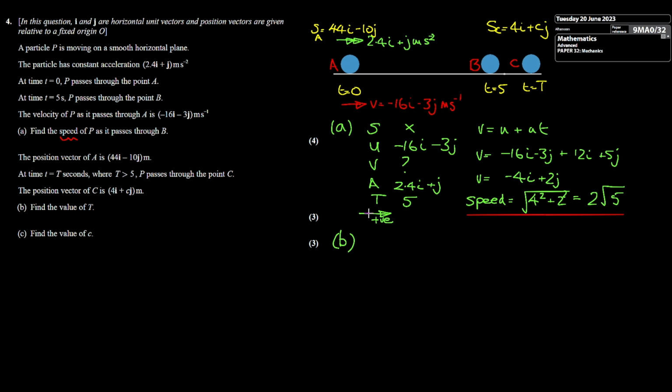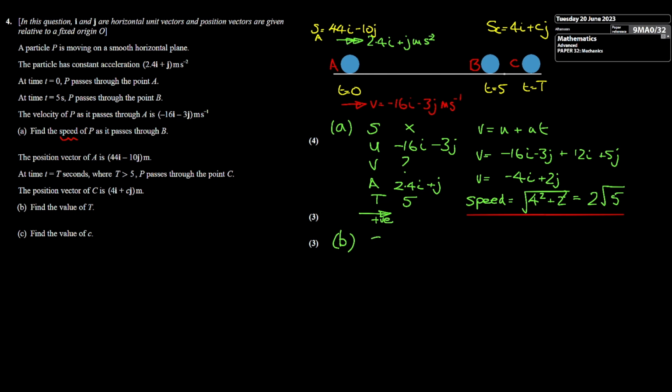Okay, part B. The situation has got a bit more complicated. We've now been told the position of the particle at position A, and we've also been told the position of the particle as it moves to position C at time t equals big T, capital T. And we've been asked to find the value of T. So everything else remains the same. Its starting velocity is the same, its acceleration is the same, but now we've got a distance travelled.